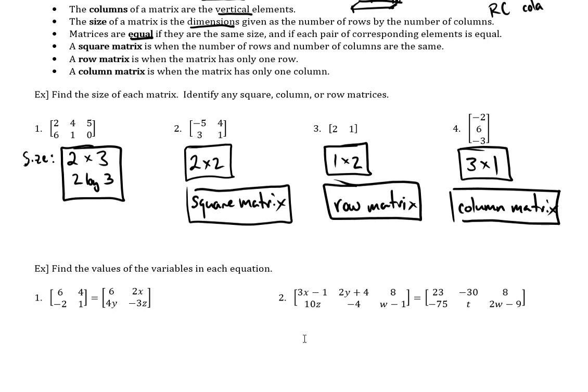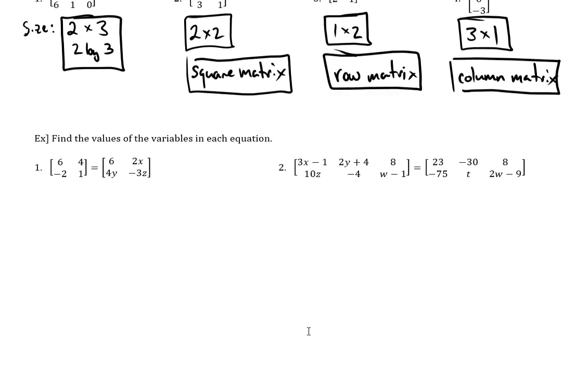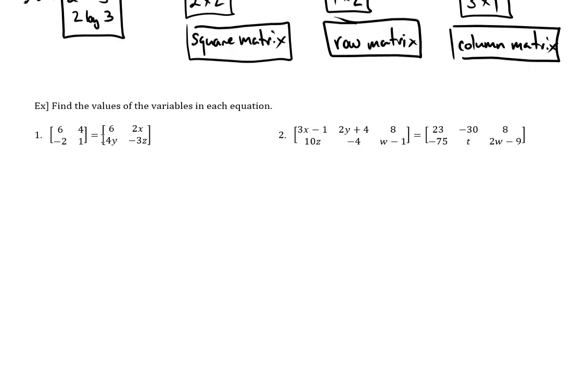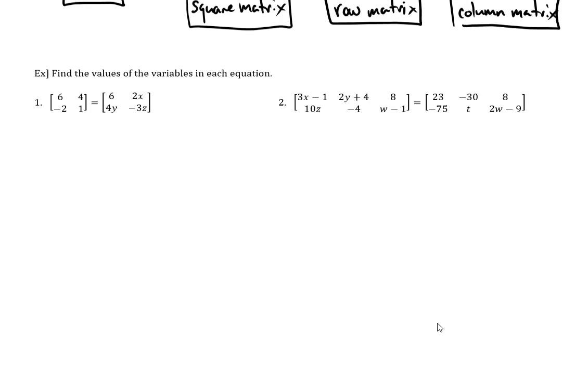Now let's use the equal part of the vocabulary to solve some of the problems. In this example, it says find the values of the variables in each equation. Notice they put an equal sign to show that this matrix is equal to this matrix, and all we have to do is make sure the corresponding elements are equal. It starts off saying 6 is equal to 6, yep. Then let's move on, let's use some colors. This 4 needs to equal 2x.